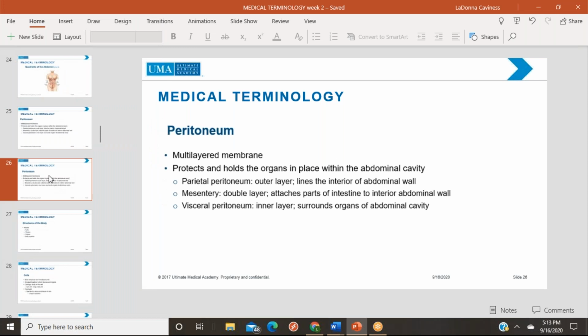Multi-layer membrane protects and holds the organs in place within the abdominal cavity. Parietal peritoneum, outer layer, it lines the interior abdominal wall. Mesentery is the double layer, it attaches parts of the intestines to the interior abdominal wall. And visceral peritoneum, which is the inner layer, surrounds the organs and the body cavities.